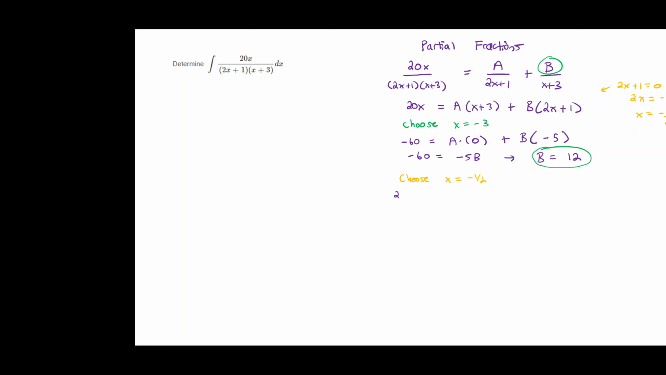So I have 20 times negative 1/2 is equal to a times negative 1/2 plus 3 plus b times 0, since that value was selected to make that b term turn to 0. That's why I set 2x plus 1 equal to 0. I want to find the value of a, so I would need to make that term disappear.